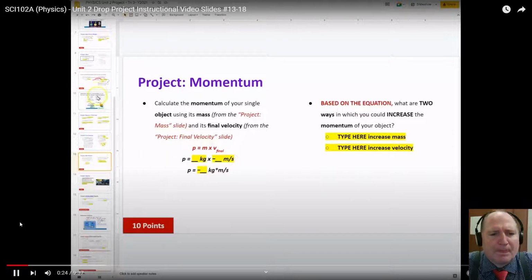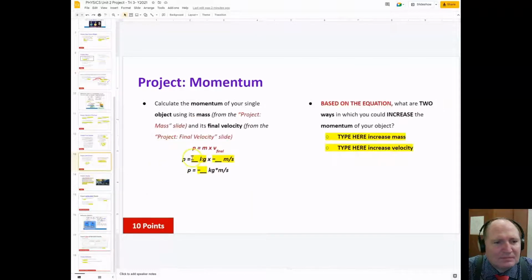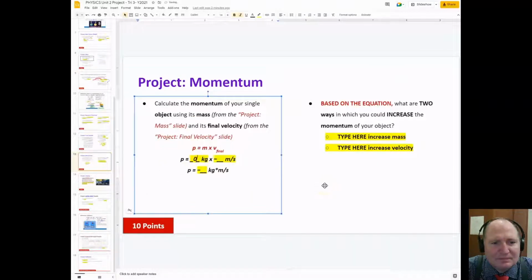Mass here on slide number 8. So for my case, remember, I did the tennis ball. We'll just go ahead and pretend I have a tennis ball. It's going to be 0.059. I'm going to go back here and place that in there, 0.059. Everybody's is going to be different. Just make sure you get the correct one.